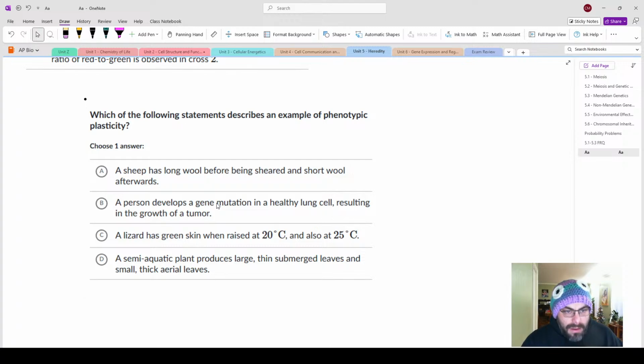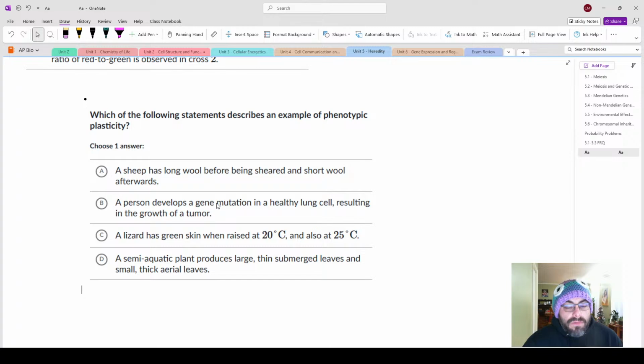Okay. Which of the following statements describes an example of phenotypic plasticity? So again, before I go to the answers, I'm going to remind myself what phenotypic plasticity is, and that has to do with a phenotype having some... so when you think of plasticity, what do you think of? Like stretchiness, right? And so it's when a phenotype has some range to it, some flexibility. Why? What causes that flexibility? Environmental conditions. So let's go find that.